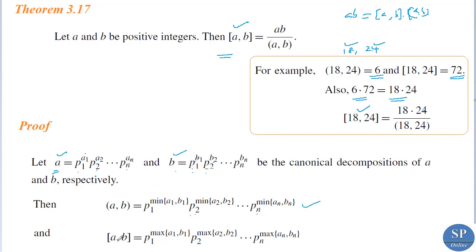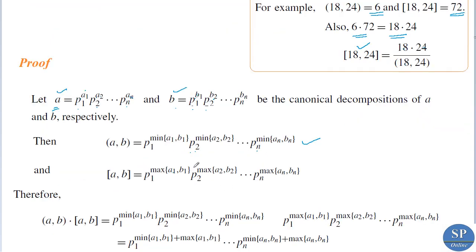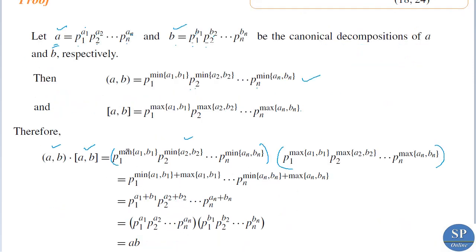And the LCM of a and b is nothing but p1 power maximum of a1 and b1 into p2 power maximum of a2 and b2, etc., into pn power maximum of an and bn. Now, if we multiply these two, that is GCD of a and b into LCM of a and b, equal to this into this. This is the GCD and this is the LCM. So we have p1 power minimum of a1 b1 plus maximum of a1 b1. We are multiplying these two numbers.